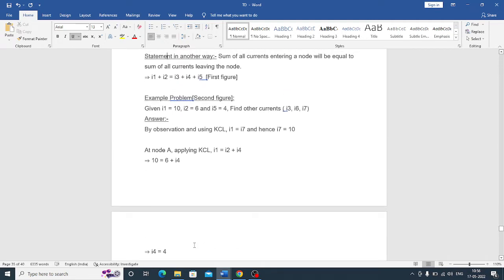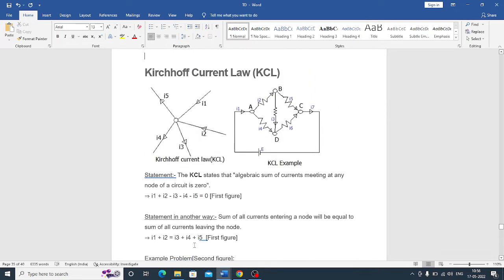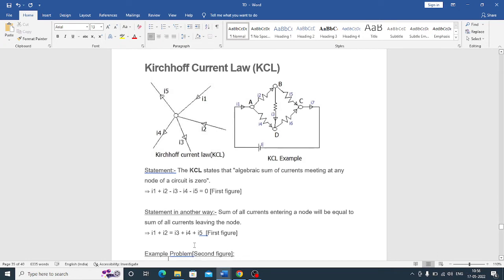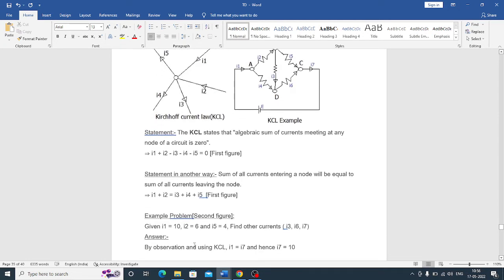Next, second figure. There is a simple problem solved here. It is very simple. If you see there, you will understand. See, I1 is given as 10, I2 is given as 6. Find other currents. Now, when I1 is 10, this is 6, so 10 is equal to 6 plus 4. So I4 should be equal to 4. I4 will be 4 ampere.